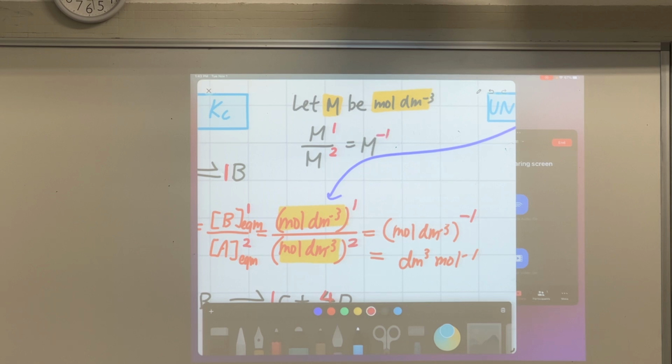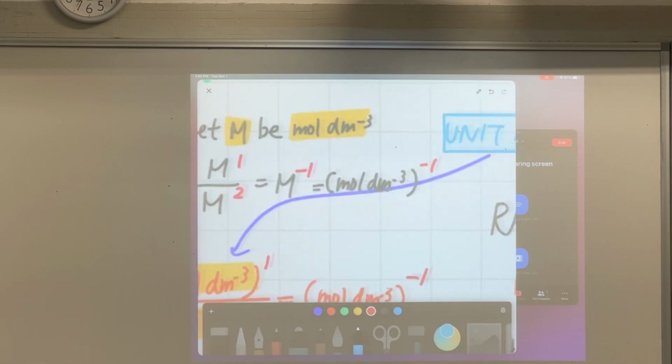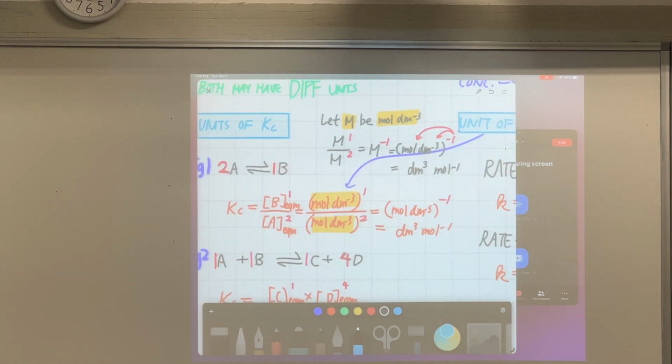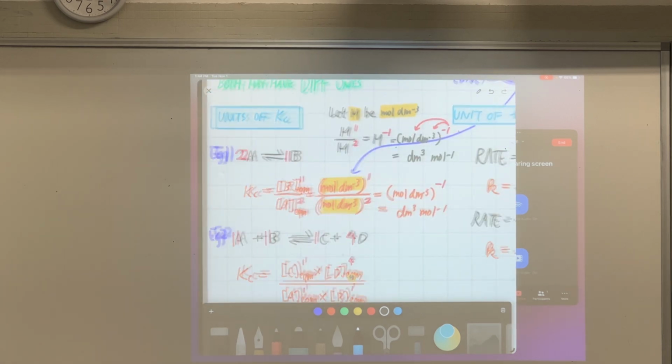Now you can expand it, which will make solving for the unit a lot easier. When you apply the negative 1 inside, what will the unit become? Mole to the power negative 1, and dm cube. So we have dm cube mole to the power negative 1. I want you to use this trick now to solve for this.